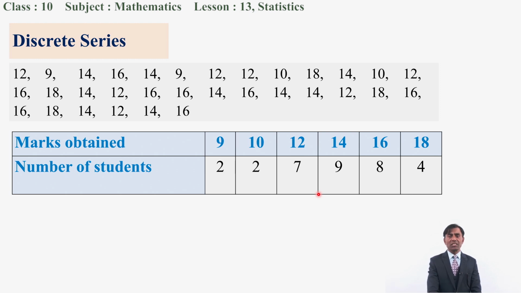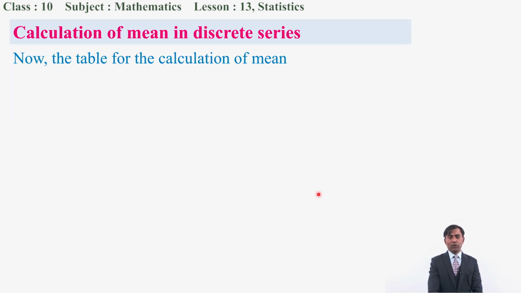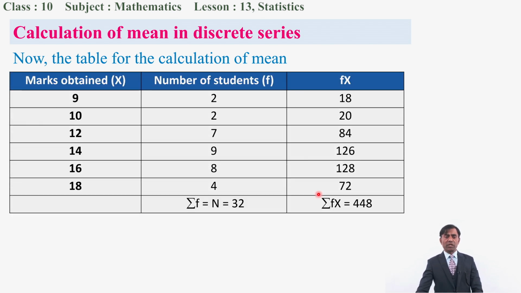Now in discrete series also, let's find the mean from the discrete form. We know the marks obtained are 9, 10, 12, 14, 16 and 18. As we just discussed, 9 marks obtained by 2 students, 10 by 2, 12 by 7, 14 by 9, 16 by 8, 18 by 4. This is the number of students and their corresponding marks, right?